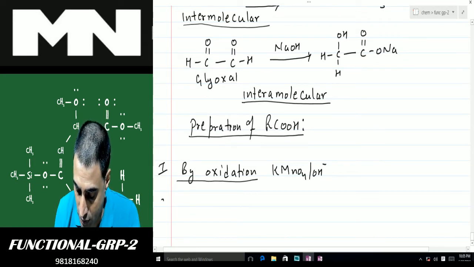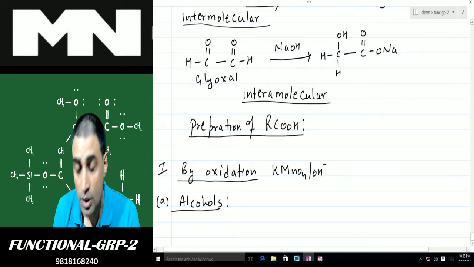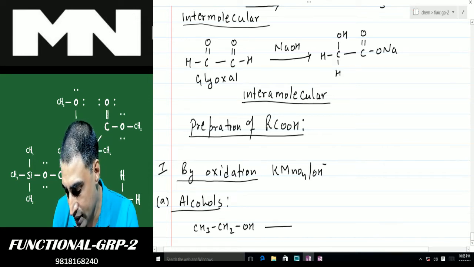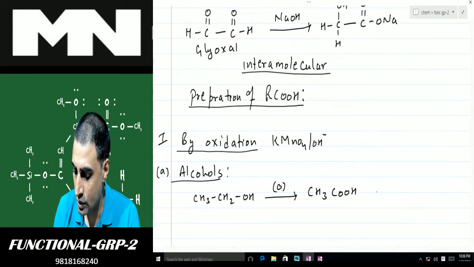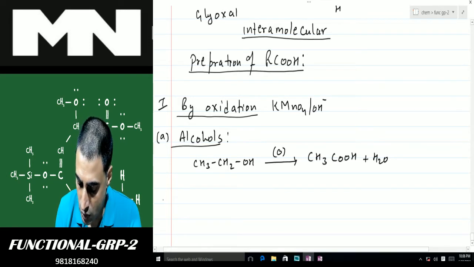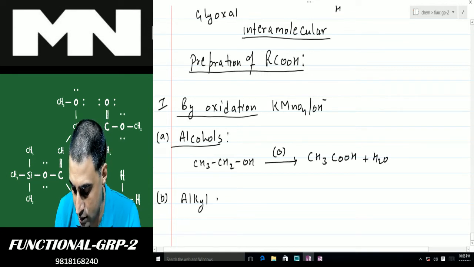By oxidation of alcohols. This we have already done in alcohols. Suppose I've got a compound CH3CH2OH, and I'm carrying out oxidation of this compound. I will get CH3COOH plus H2O. Likewise, oxidation of alkyl benzene.